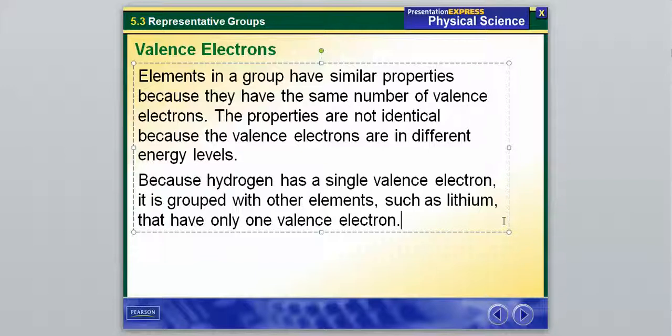They're not identical because it's not like hydrogen and lithium have that valence electron located in the exact same place. Hydrogen is probably closer to the ground state with its one electron, whereas lithium might be floating out there in an energy level a little bit farther away. So it's going to have a similar but not identical property to hydrogen. And I'll explain that more in class, hopefully to clarify that, but that's about as best as I can explain it right now.